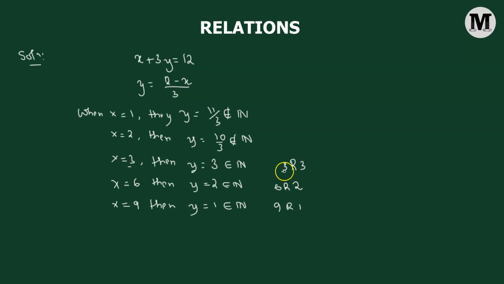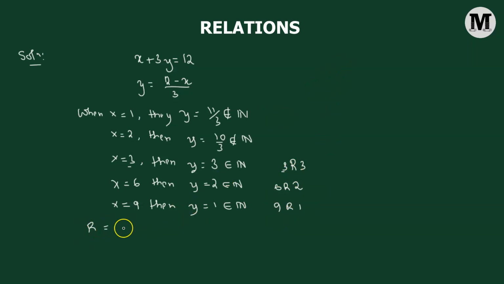So that means if x is 3, then y must be equal to 3, for x plus 3y equals 12 to hold. Then we have 6R2. That means if x is 6, then y must be equal to 2. If x equals 9, then y must be equal to 1. So now that we have these 3 relations, we can define the relation R.